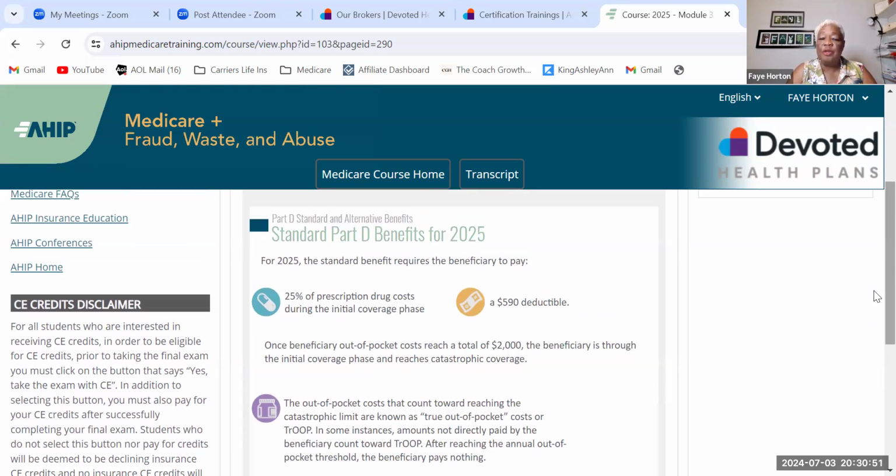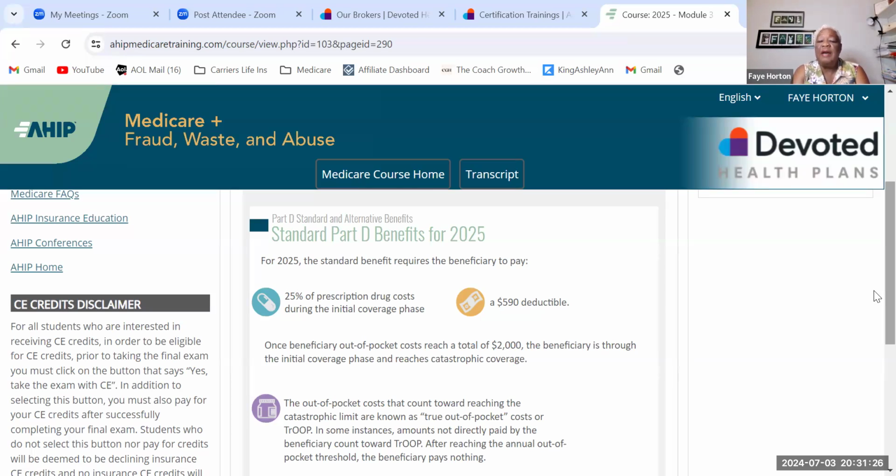This is the standard Part D benefit for 2025. Now, that doesn't mean that this is what you're going to see from the carriers, but as you just heard, everyone's prescription drug benefit, whether it be a standalone prescription drug benefit or a prescription drug benefit that's in another medical plan, Medicare plan, they must meet or be better than this standard Part D benefit.